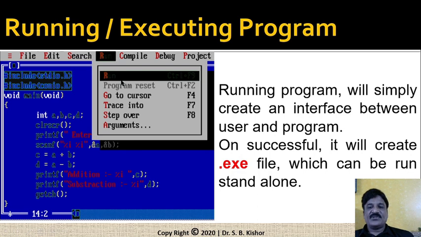On success, it will create a special file called an exe file, which is also referred to as what? Executable file, and it can be run on a standalone machine. It means once you have copied this executable file, you can execute the same file on another machine without having the source code with you. That is the basic advantage of having an executable file.